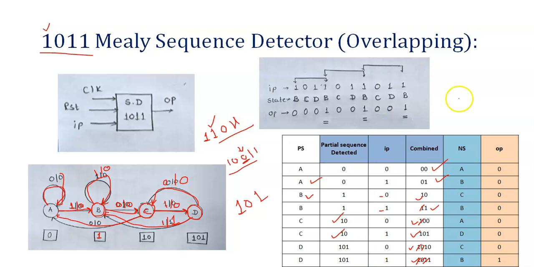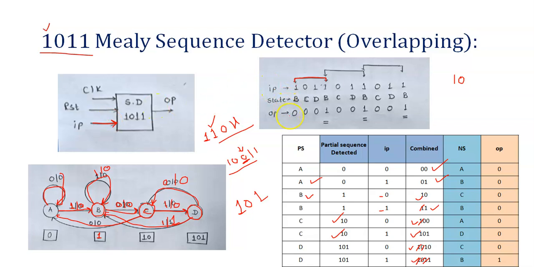Now we have considered this for the overlapping case. Now what is meant by the overlapping case? Suppose I have a sequence like 1011. So this is my sequence, it is already written over there. But while giving the input, I will be giving a string of 01. So suppose I have given 1 first, after some time I have given 0, again 1, again 1, again 0, 1, 1, 0, 1, 1. So this string of input I have given over here.